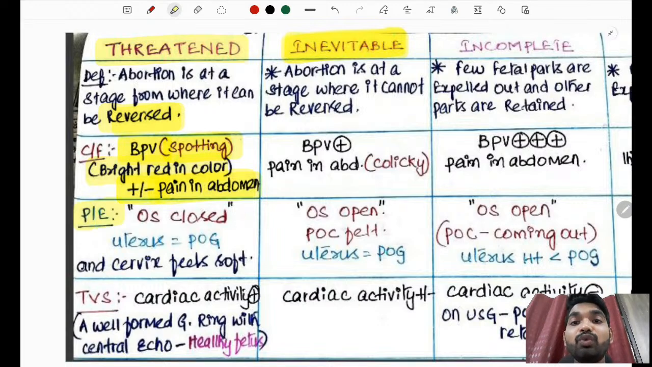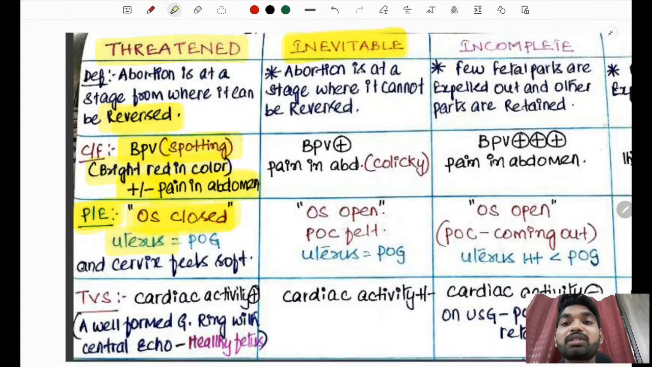Coming to physical examination in the client, you see the cervical os is closed. Once your os gets opened, then neither you nor I can stop it. It becomes complete abortion. The entire fetus will get expelled, right? Here in threatened abortion, the os is closed, so the fetus is still inside, and we can reverse the abortion.